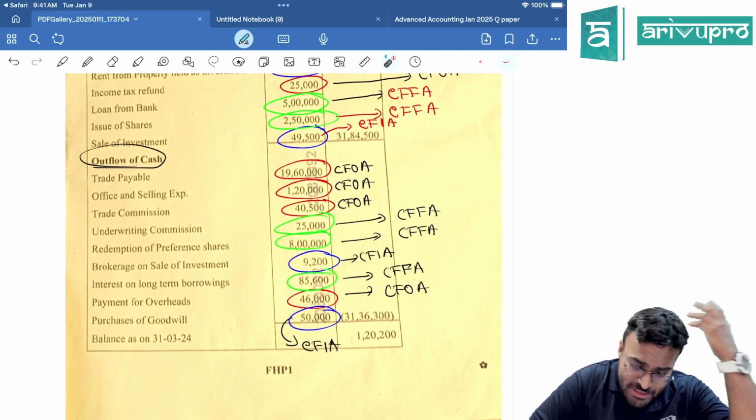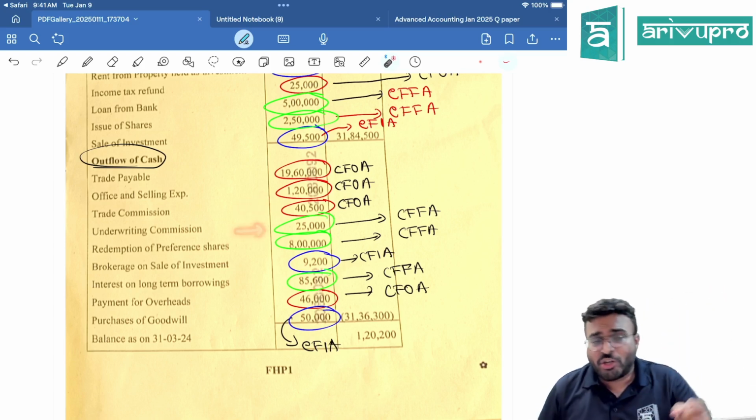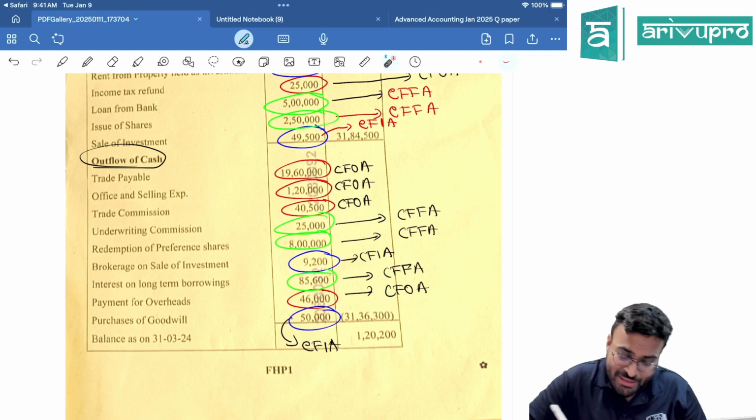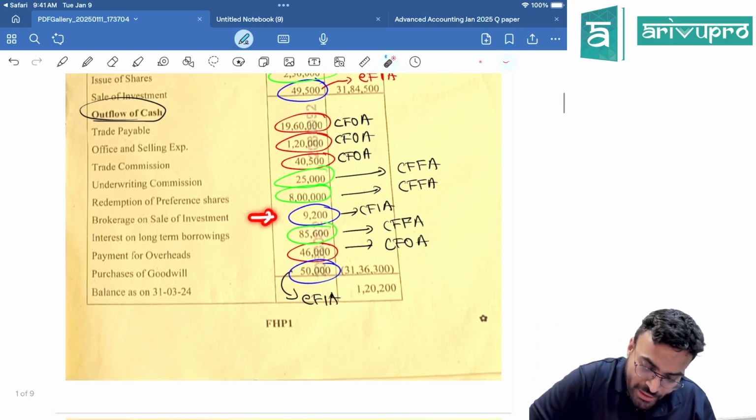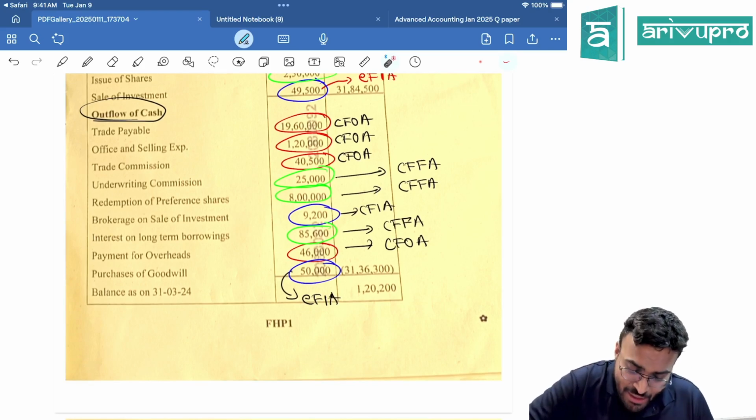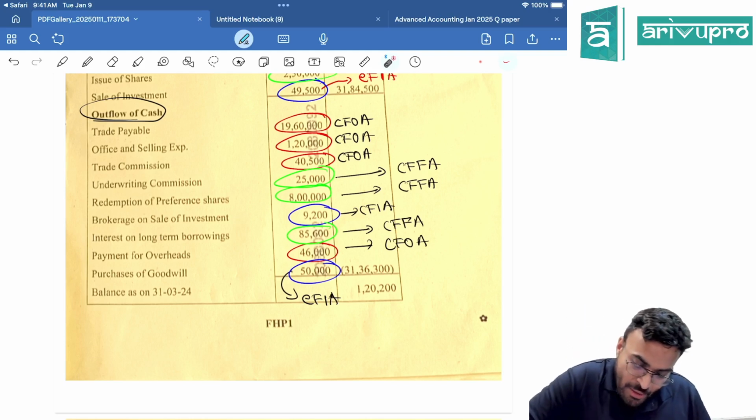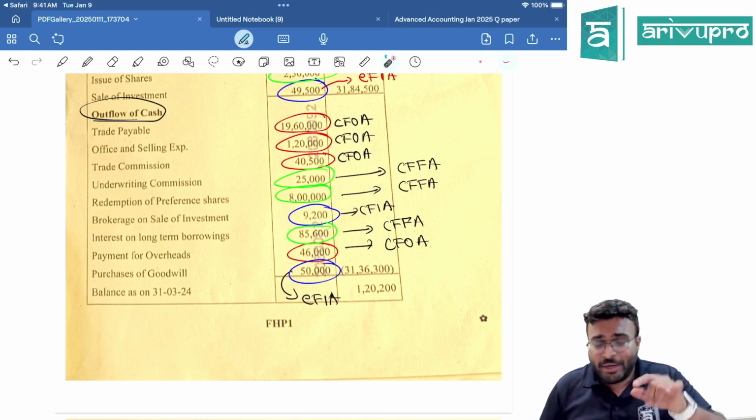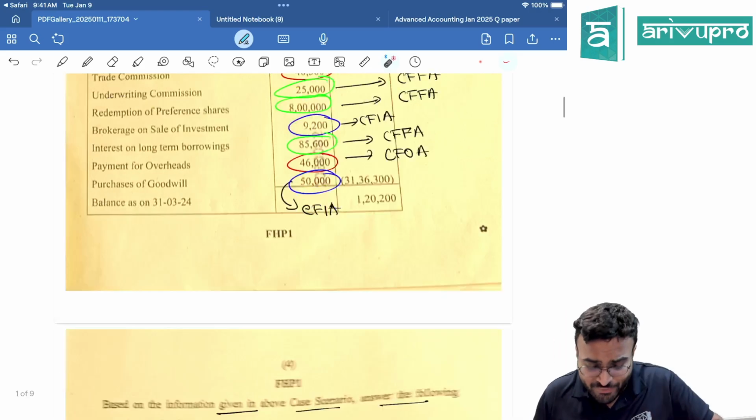Office and selling expenses, operating activity. Trade commission, operating activity. Underwriting commission you're paying, that is for issue of shares. Financing activity. Redemption of preference shares is also financing activity. Brokerage on sale of investment will be investing activity. Interest on long-term borrowing will be financing activity. Payment of overhead will be an operating activity, and finally purchase of goodwill will be a cash flow from investing activity. Okay guys, let's see what they have asked now.